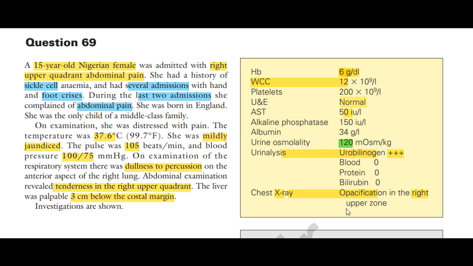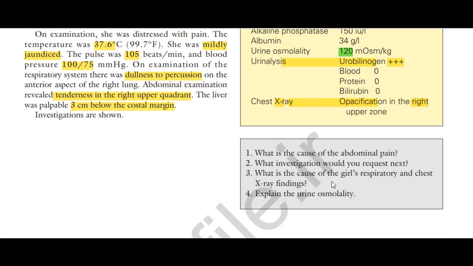So the questions are: what is the cause of the abdominal pain? What do you think? And what investigation would you request? I think she had acute cholecystitis, because in these patients we can see pigmented stones in the gallbladder due to chronic hemolysis.